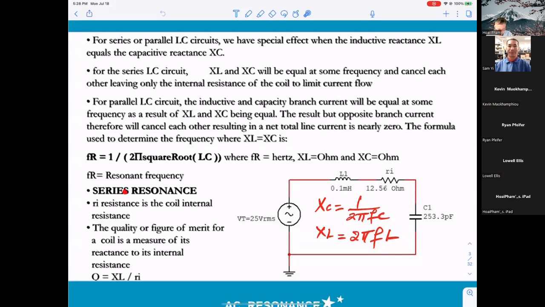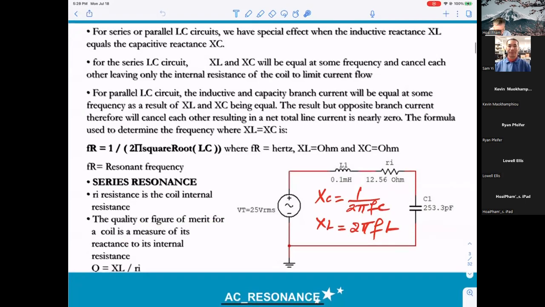Now, we're talking about series resonant circuits. That resistance is the coil's internal resistance. The coil is made using wire, and the wire has a resistance. That's just very small, okay? The quality, or figure of merit, for a coil is a measure of its reactance relative to its internal resistance.